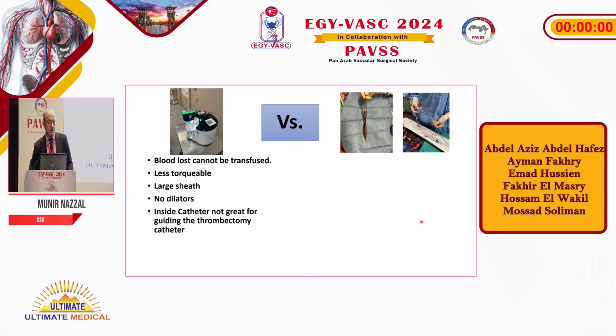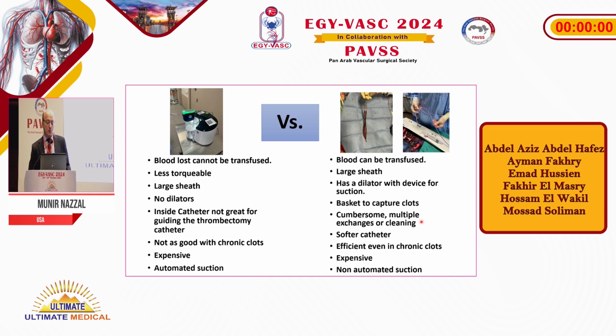The inside catheter is not good if you want to use it for guiding to different angles because of the shape. You can, but it's not as easy, and it is not as good for chronic clots as the Inari in our hands. It is very expensive. As for the other one, the Inari, blood can be transfused, because you suction and give the blood back after filtering it. It has a large sheath like the other, and it has a dilator.